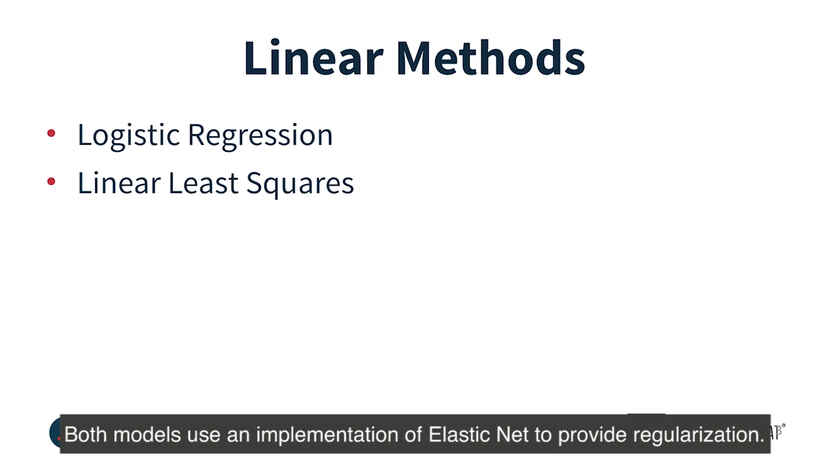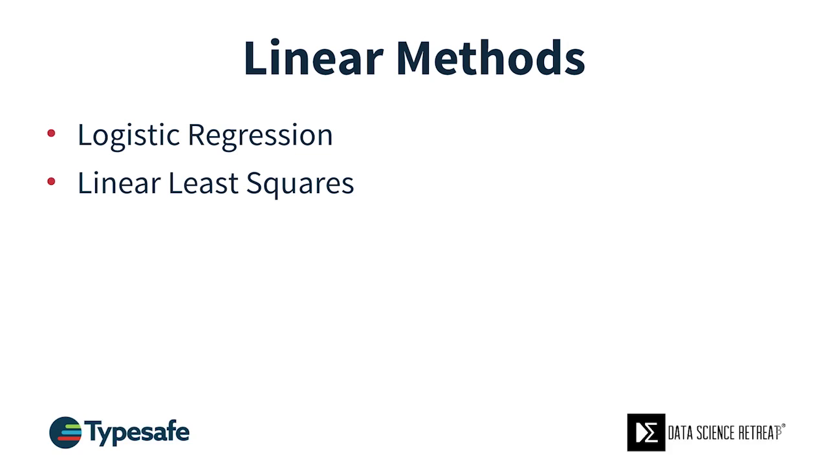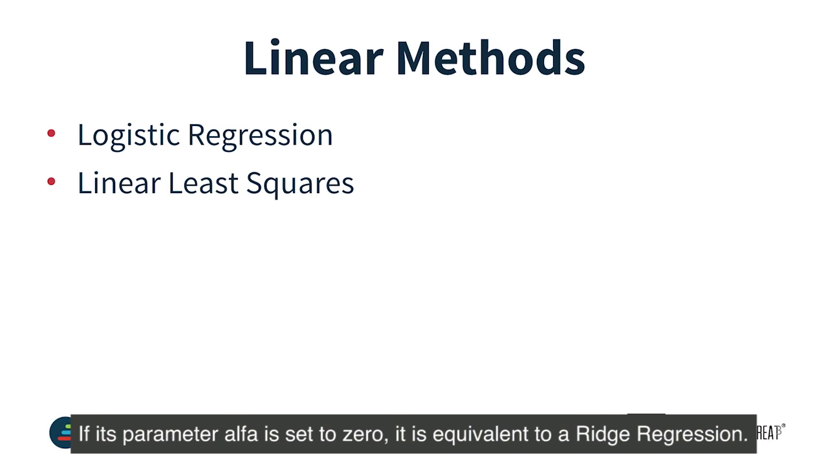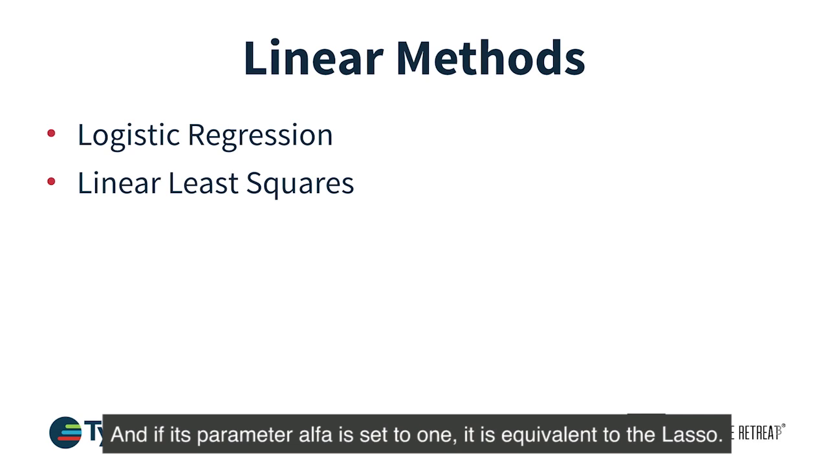The Pipelines API also provides models for logistic regression and linear least squares. Both models use an implementation of ElasticNet to provide regularization. ElasticNet is a convex combination of L1 and L2 regularization terms. If its parameter alpha is set to 0, it is equivalent to a ridge regression, and if its parameter alpha is set to 1, it is equivalent to the lasso.